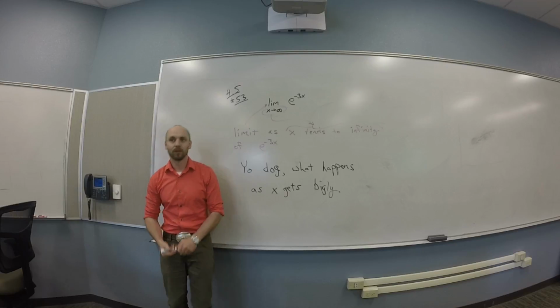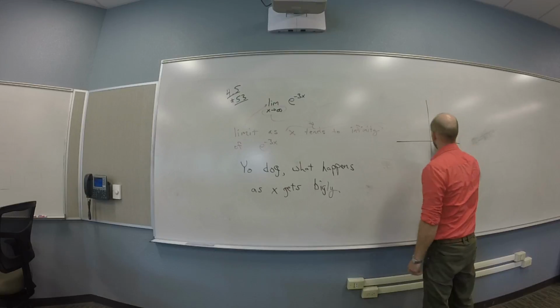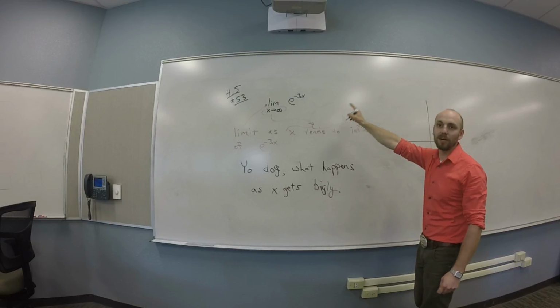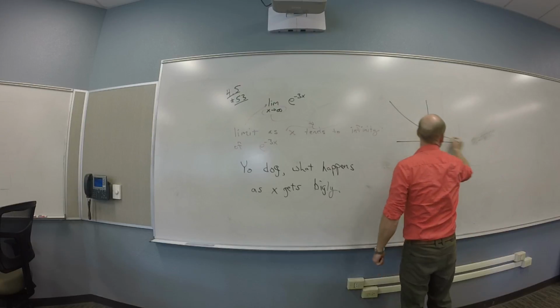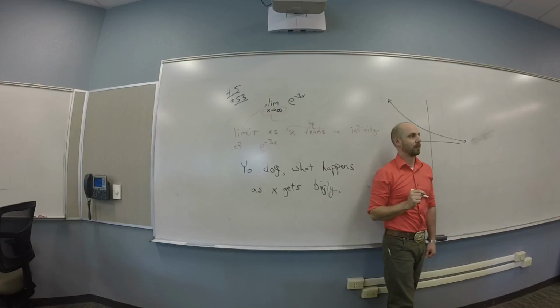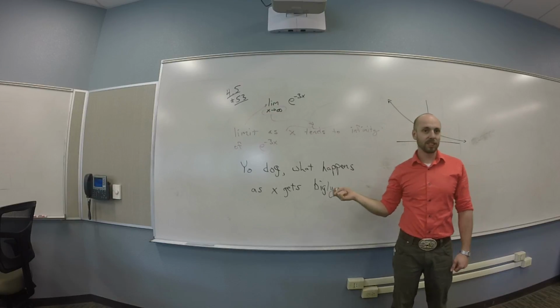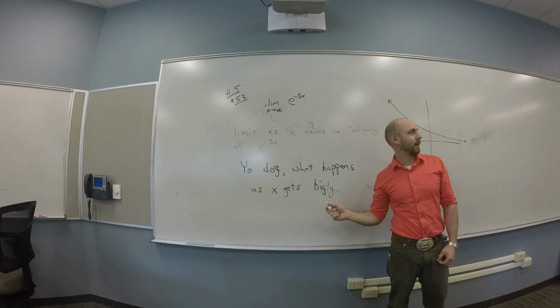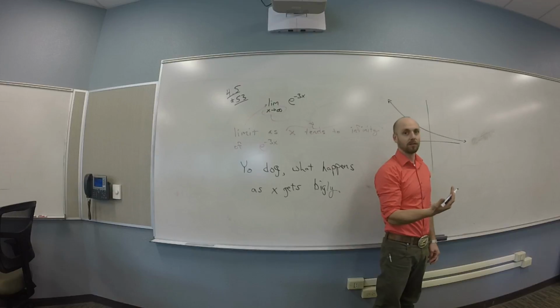Does y get bigger? Oh, no, negative. What does e to the minus 3x look like? Some kind of exponential decay. So what happens as x gets big? As x gets big, y gets small, right? The output gets little.